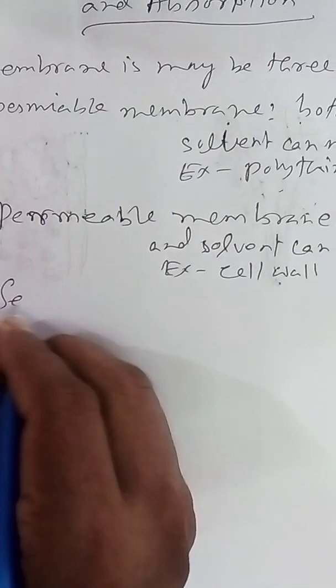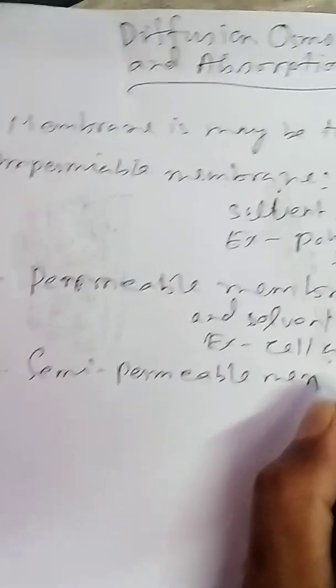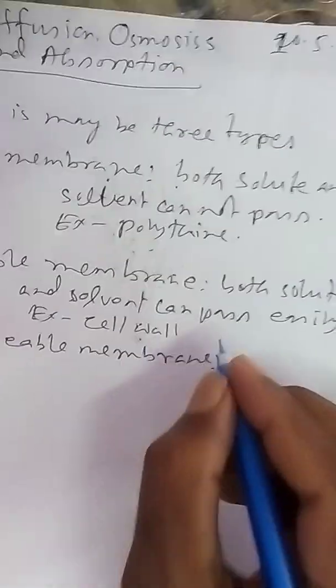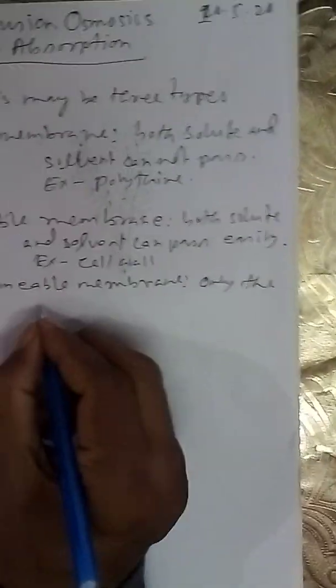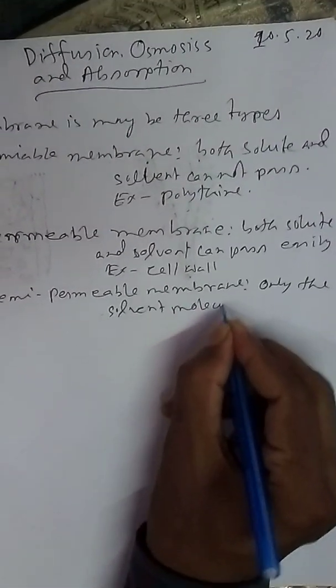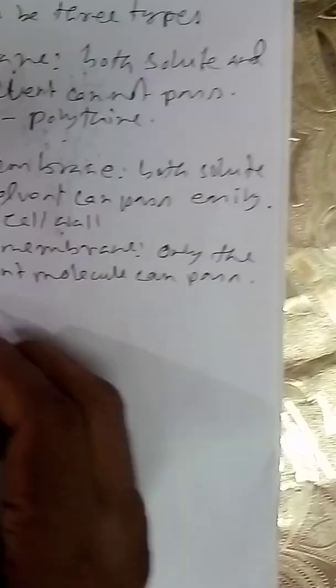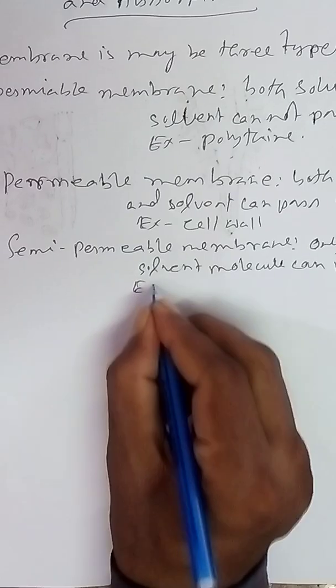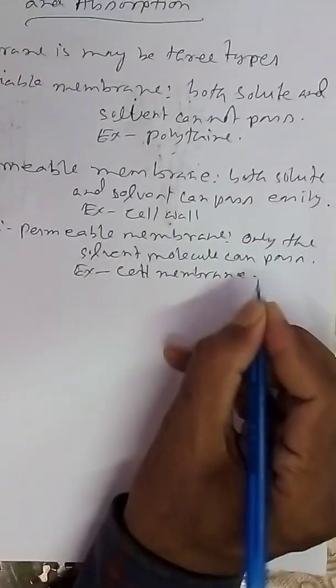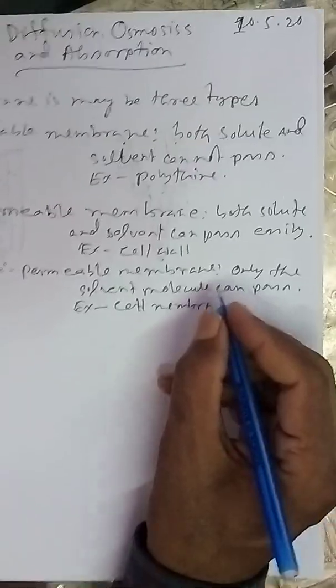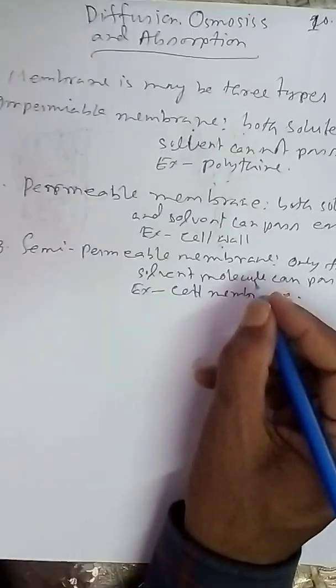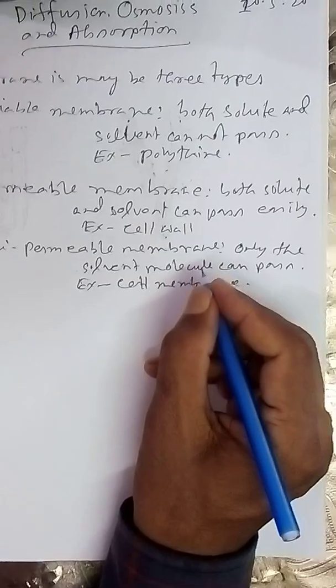Number 3 is the semi-permeable membrane. The membrane through which only the solvent molecule can pass, but not the solute molecule, is called a semi-permeable membrane. Only the solvent molecule can pass. Example is the cell membrane. Hope you have understood the different types of membrane, what each means, and the examples of those membranes.